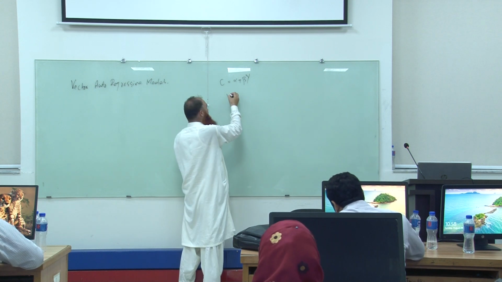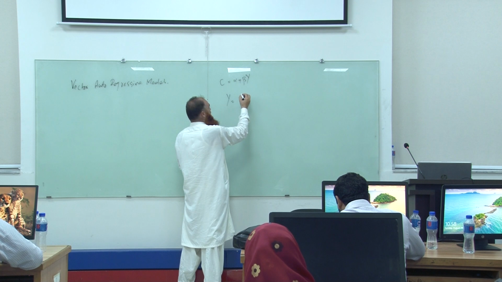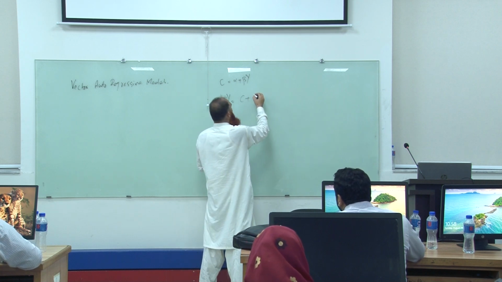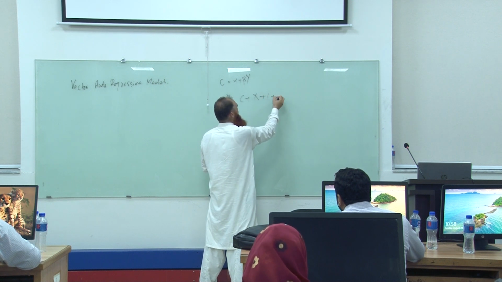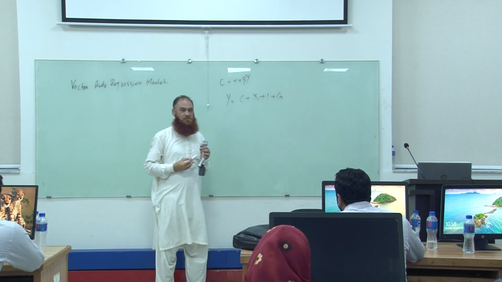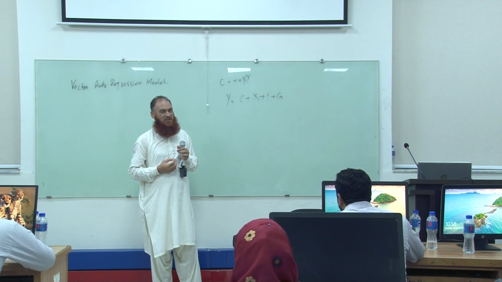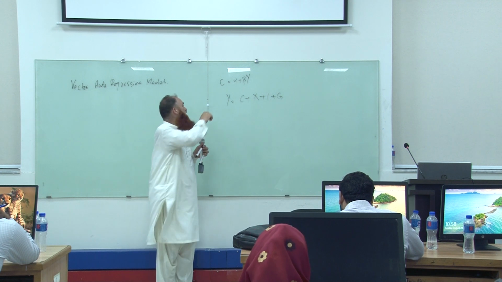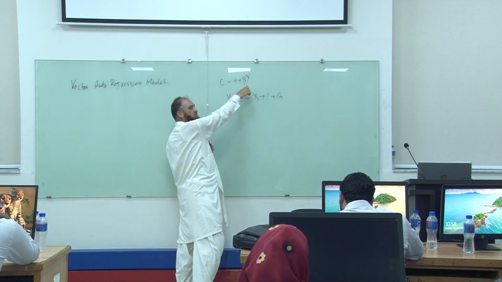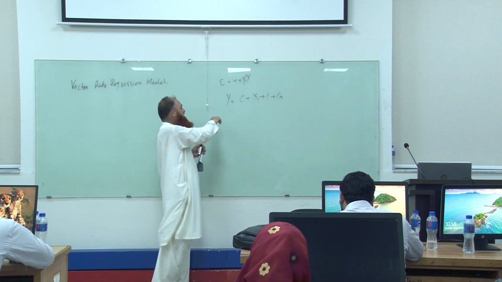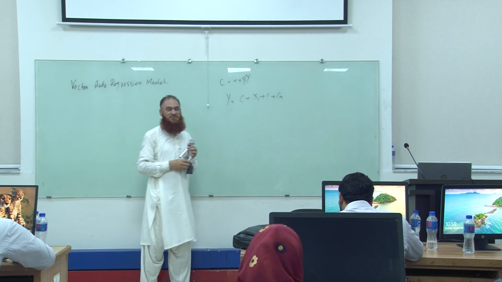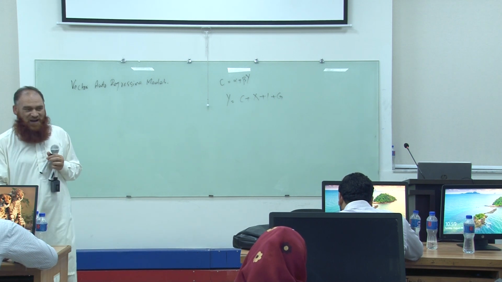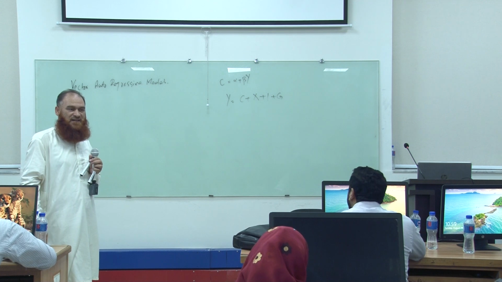So what is Y? Y is equal to C plus X plus I plus G. Is it so? Net exports and investment and government spending. So what happens? The consumption is depending on income, and income is depending on consumption. These are two kinds of relationship. Actually, when this kind of situation arises, this is called endogeneity.